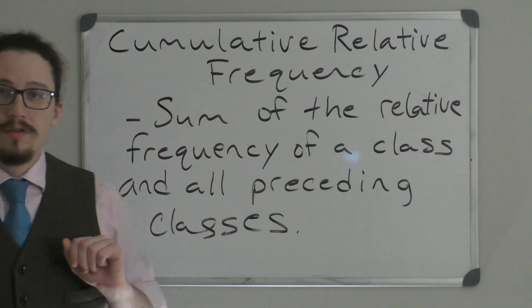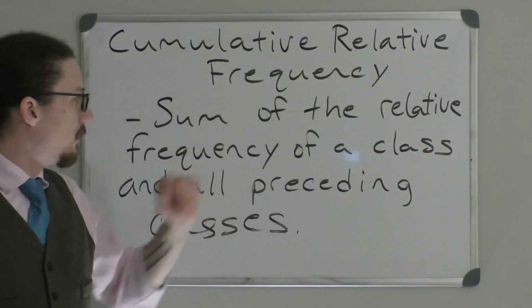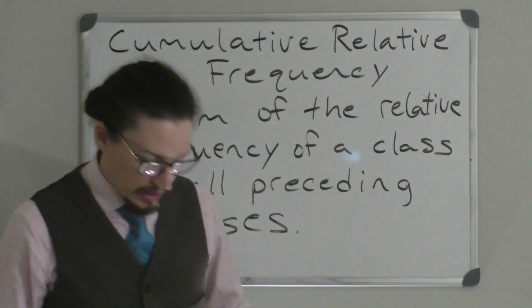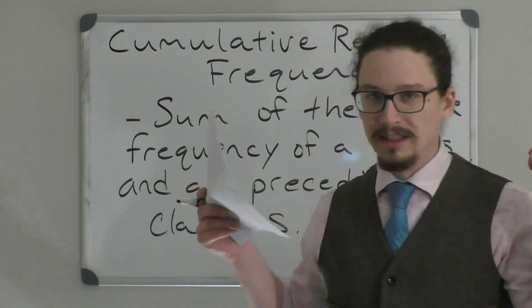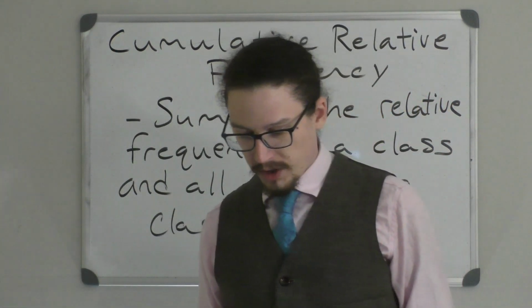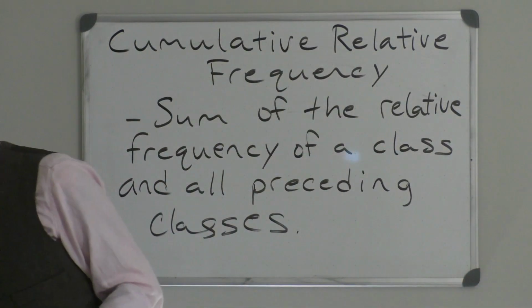All right, so the cumulative relative frequency is the sum of the relative frequencies of a class and all preceding classes. So again, it's exactly the same as the cumulative frequency, just for the relative frequency. All right, so now let's look at some of this stuff in action.